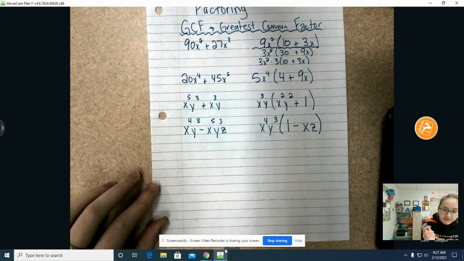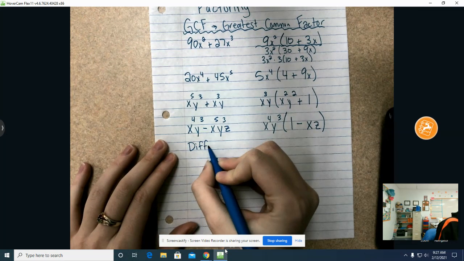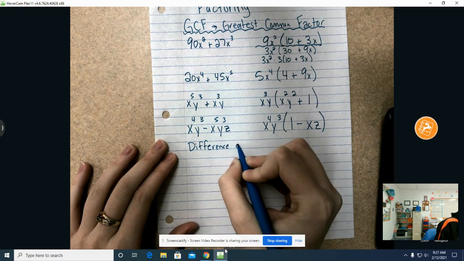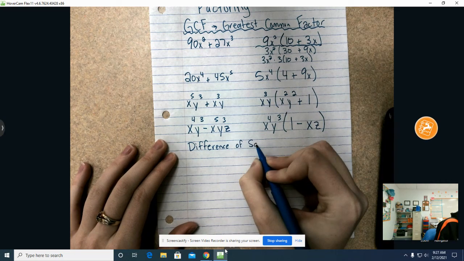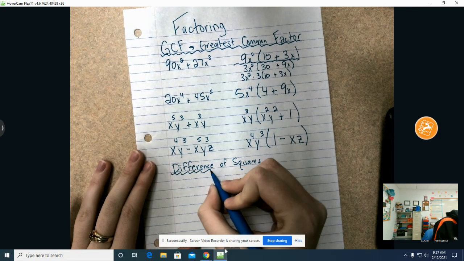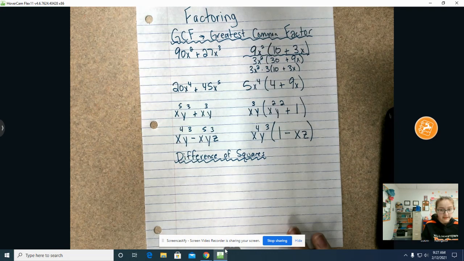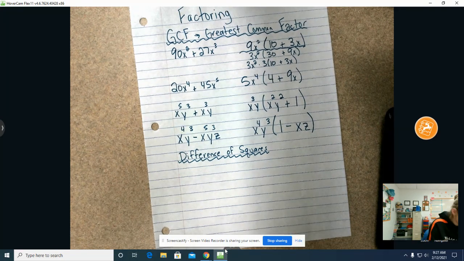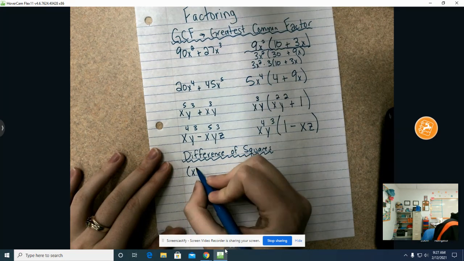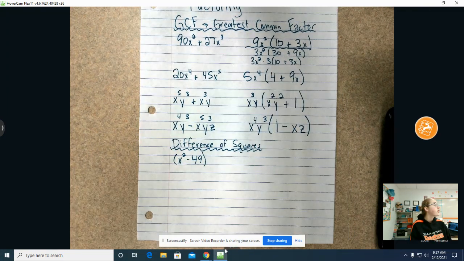So the next type of factoring is called difference of squares factoring. This is one that is very, very common on the ACT. So essentially, let's say we're given something like x squared minus 49. This is where knowing your perfect squares that we did last unit comes in super handy.